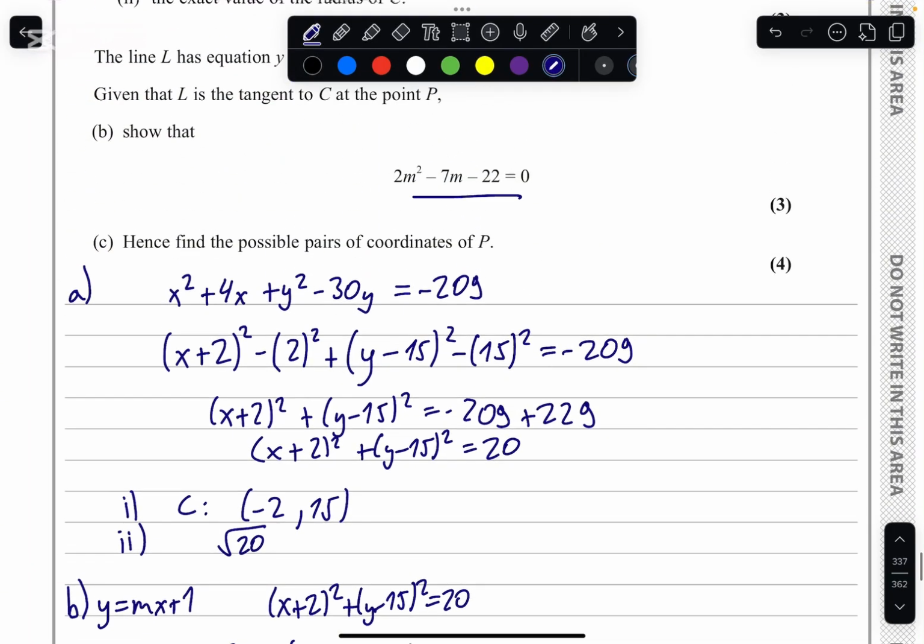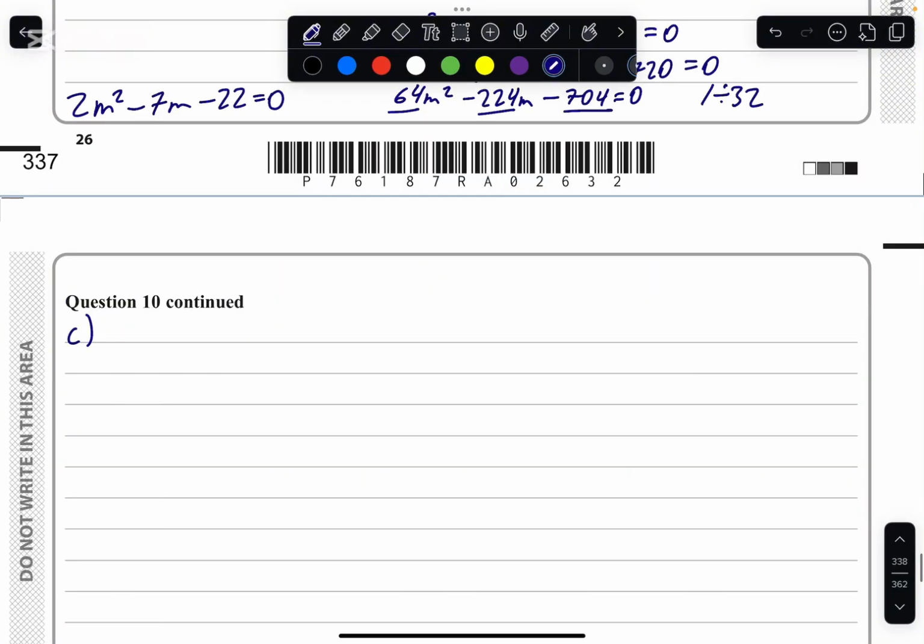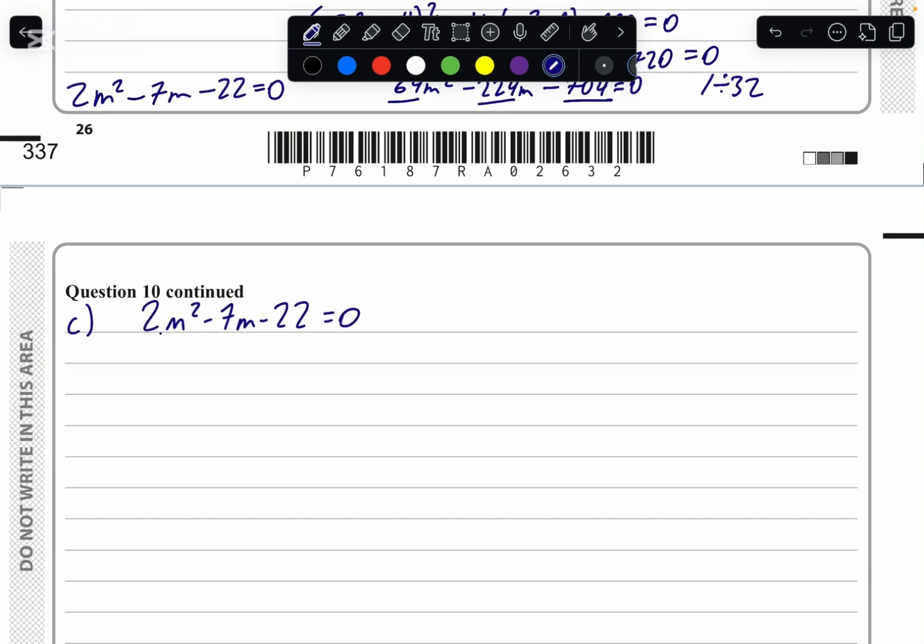In part C, it says, hence find the possible pairs of coordinates of P. To start this, we can find the m. We can just find this with brackets. It's pretty easy. We can also do it with the quadratic formula to check it if you want, but since it's pretty simple, we can just find it easily. So m is equal to 11 over 2 and m is equal to minus 2.